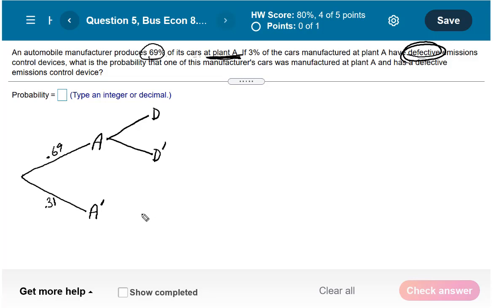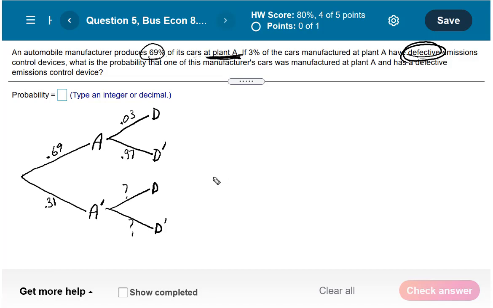Now technically I would have the same thing down here. However, we're not asked or even given that information. So 3% of the cars from plant A have defective emissions, which means 97% don't. Now again, we're not told anything about these, but it is not a factor in the problem.